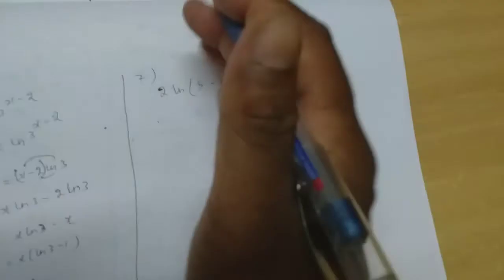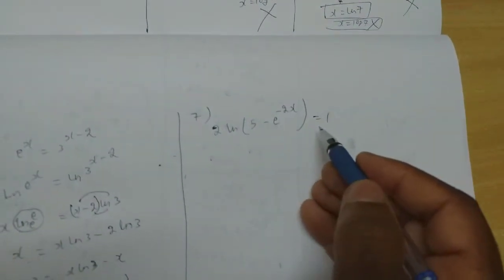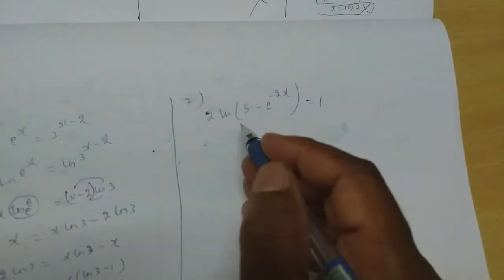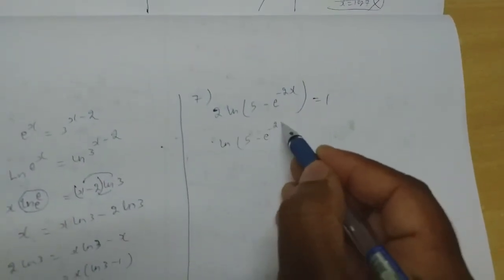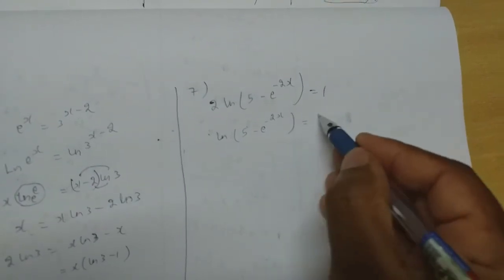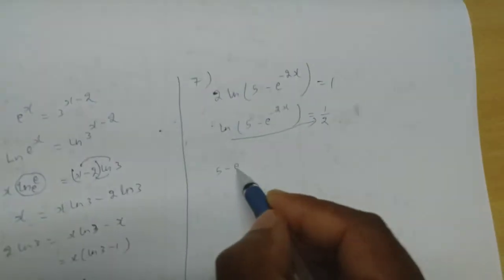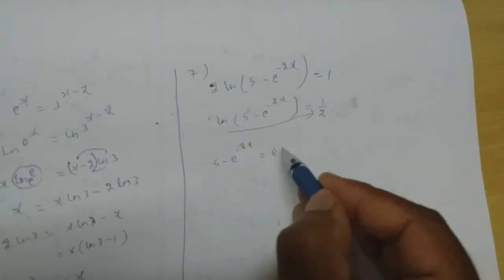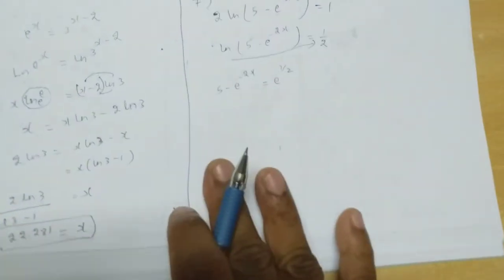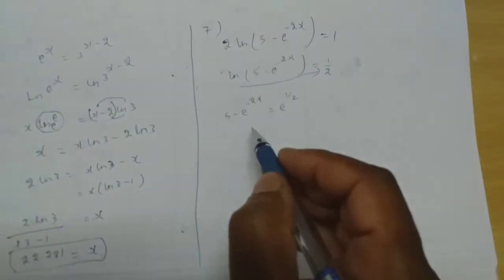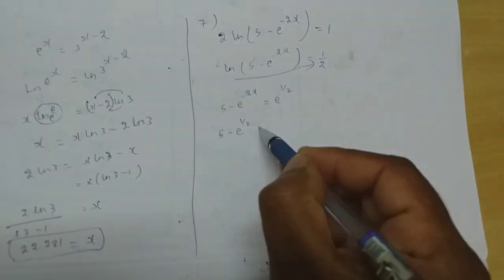Okay. Next sum. It is 2 ln(5 − e^(−2x)) = 1. First, what will I do? I will send 2 to that side. So it is ln(5 − e^(−2x)) = 1/2. Now remove ln. So 5 − e^(−2x) = e^(1/2). I want to make x the subject, right? So make e^(−2x) one side. So this goes that side and this comes over here.